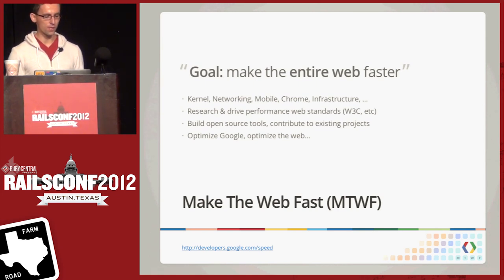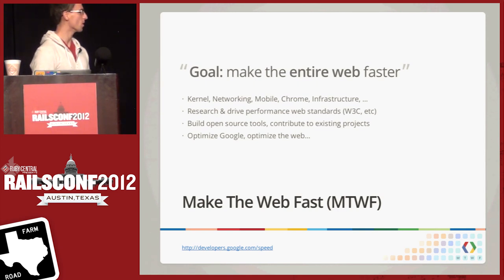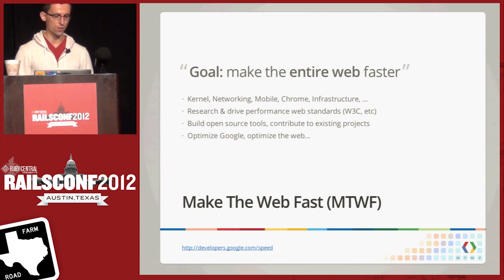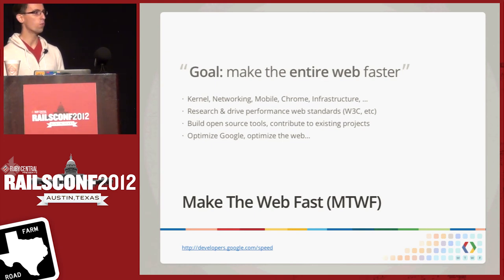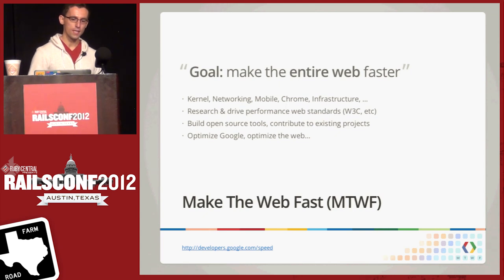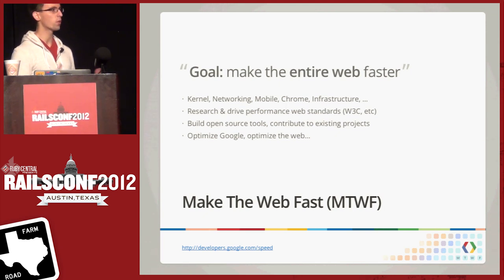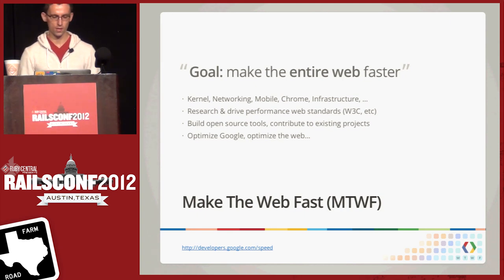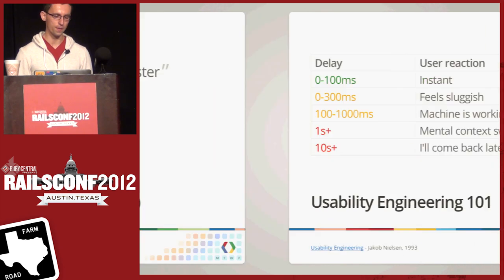So this obviously includes a lot of different optimizations: kernel networking, mobile, Chrome, infrastructure, data centers, our own routers, all that kind of stuff. This includes research, working with standards bodies, building open source tools, and working with communities like the Ruby community to help make the web faster. So this is a really exciting field to be working in.